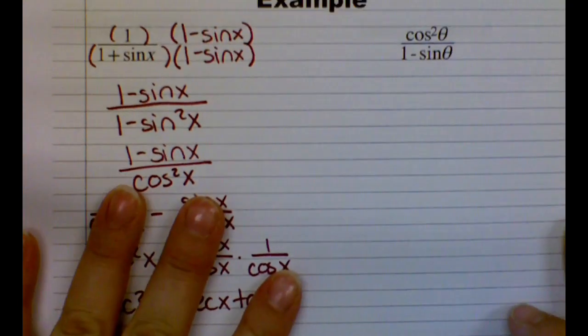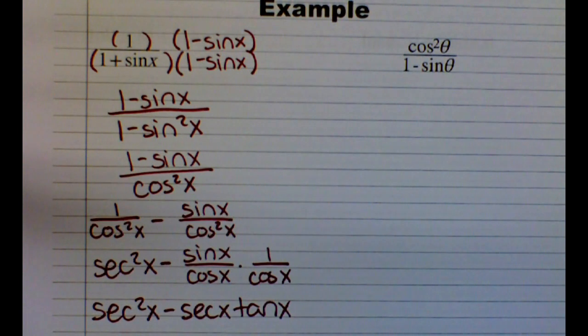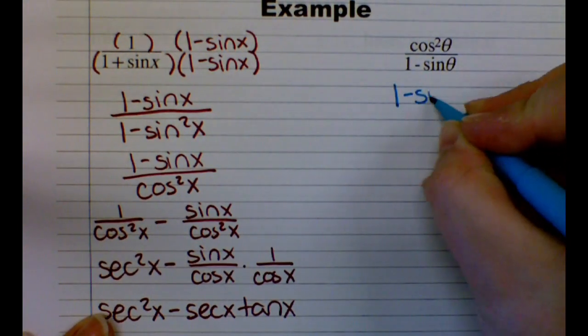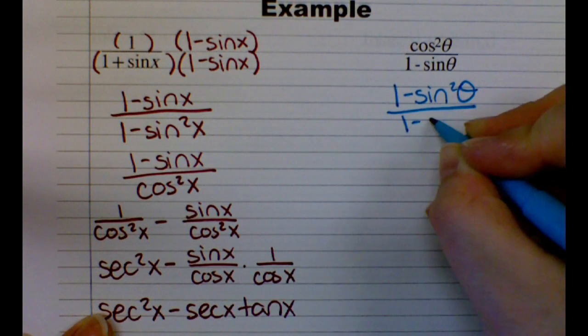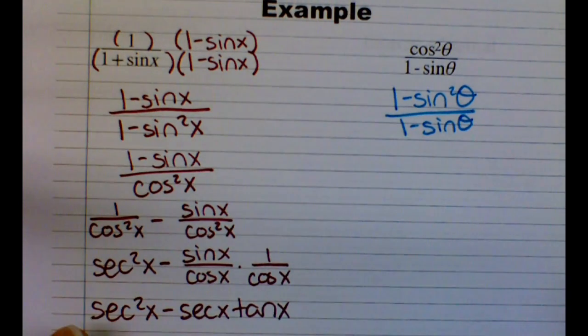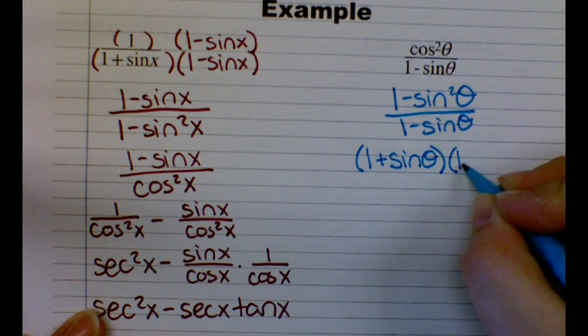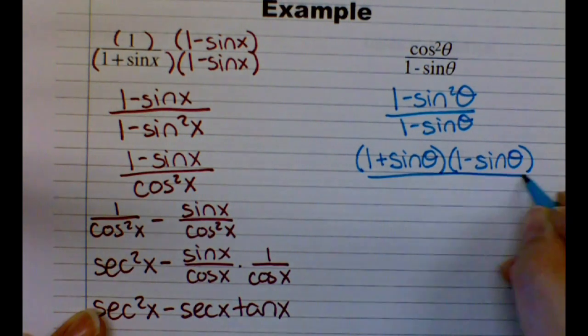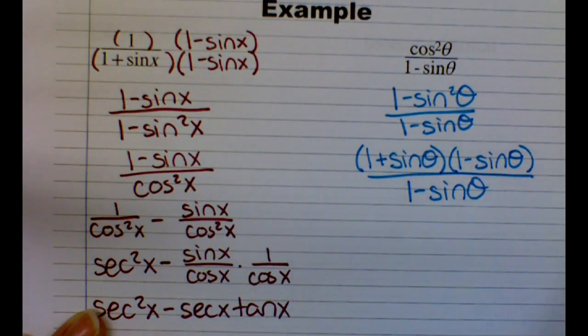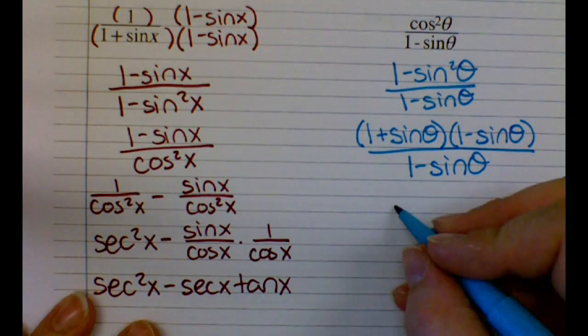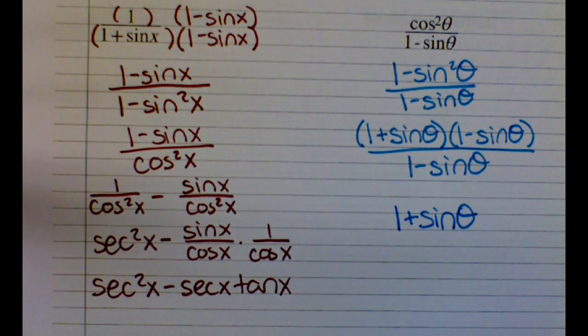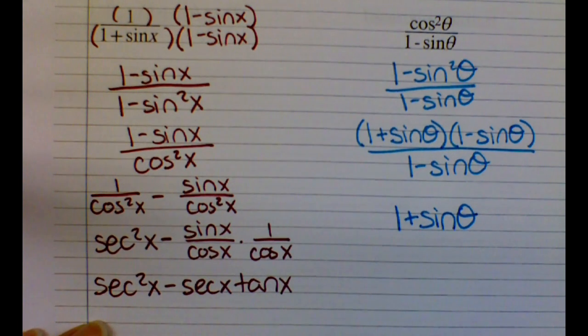All right, for the next one, cosine squared of theta over 1 minus sine of theta. I actually would not multiply by the conjugate for this one, because I know cosine squared can be rewritten as 1 minus sine squared. And I know that 1 minus sine squared of theta can be factored into 1 plus the sine of theta times 1 minus the sine of theta. And now my 1 minus the sine of thetas cancel, leaving me just 1 plus the sine of theta. So that's a tricky one to get used to.